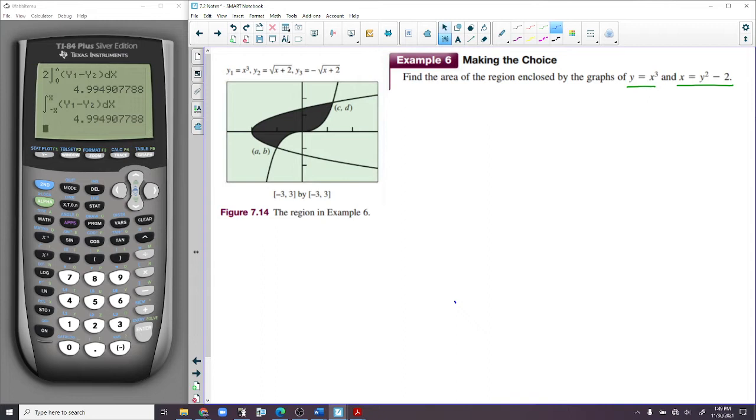The problem would be, well, the problem is anyway, we need the intersection points. And to do that, we don't have to graph this. I'll tell you what, let's get the intersection points, and then I'll show you how to graph that on your calculator.